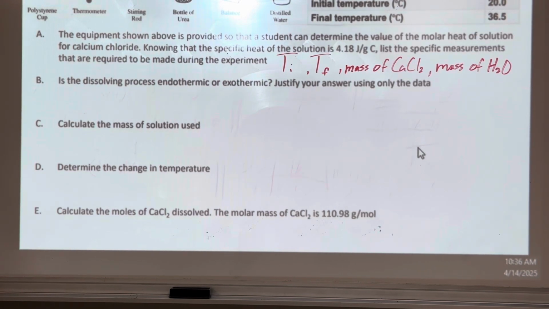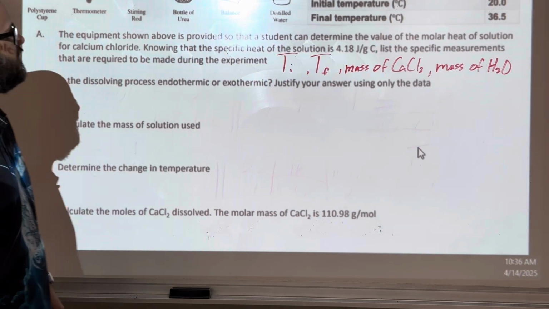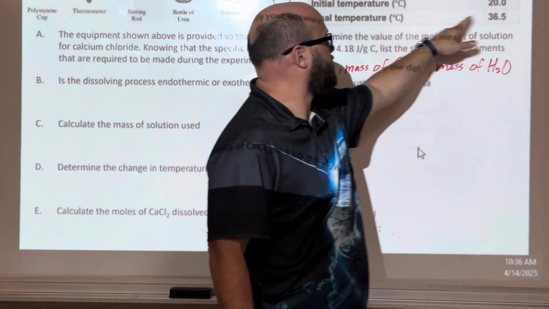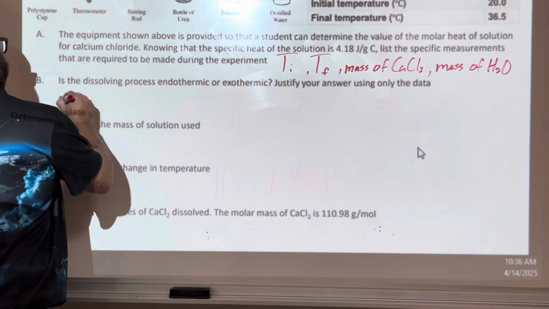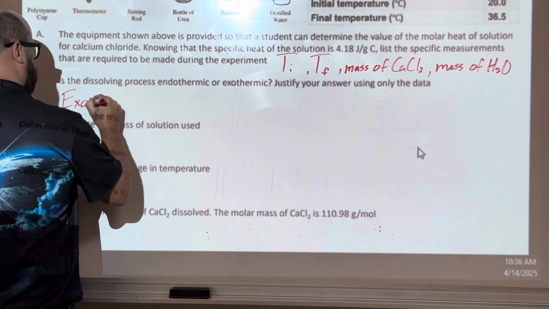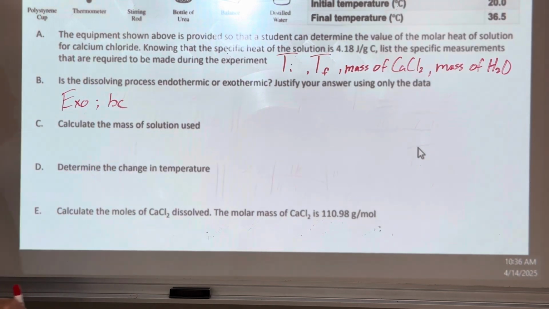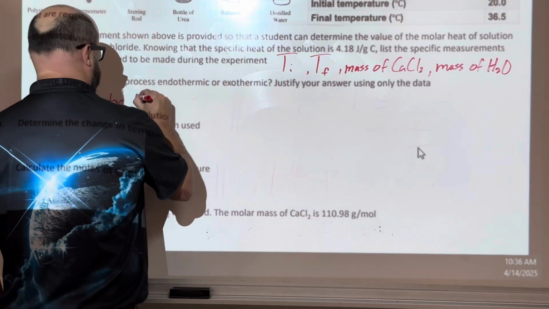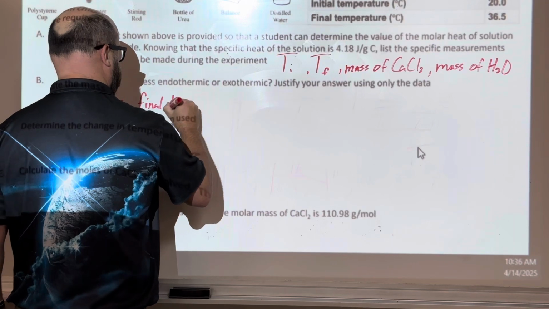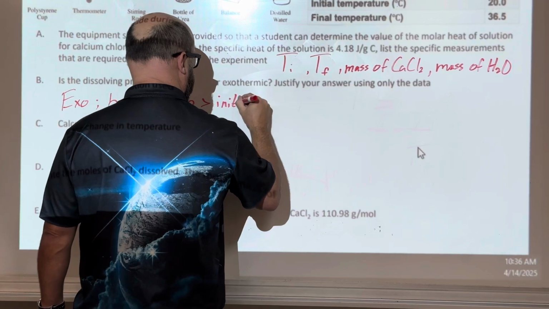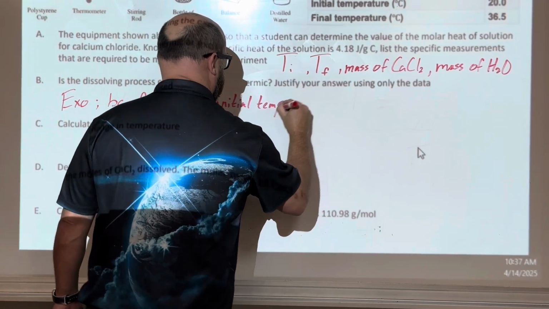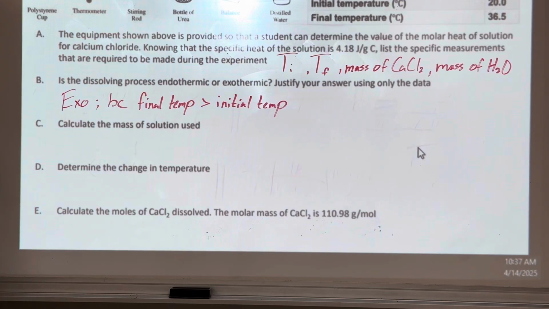All right. Is the dissolving process endothermic or exothermic? Justify using only the data. Initial temperature, 20. Final temperature, 36.5. Increased means exothermic. Because the final temperature is greater than the initial temperature. Okay, so there must have been some kind of energy released.